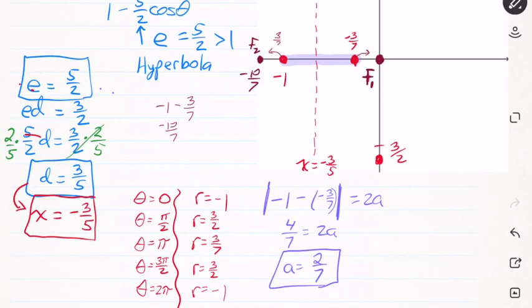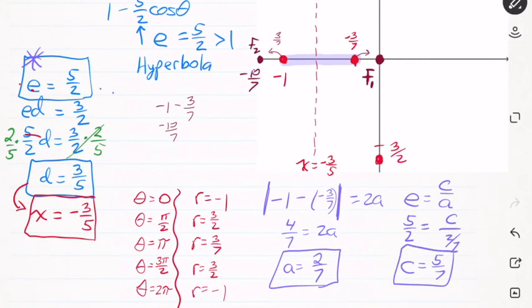And to find c, I can use the formula, the eccentricity is equal to c over a. I know my eccentricity is way back over here, is 5/2. I know a is equal to 2/7, and therefore c is going to equal 5/7. Okay. And then that just leaves me to find b. So b is for the formula of a hyperbola. I know this is a hyperbola because the eccentricity is bigger than 1. I don't know why that stray mark is there.